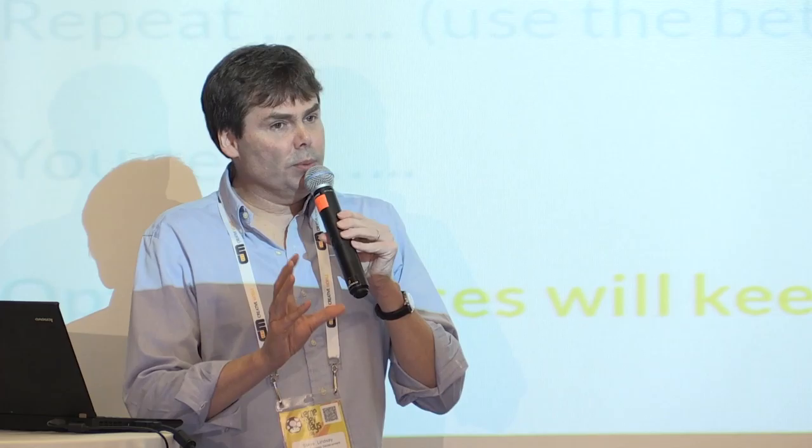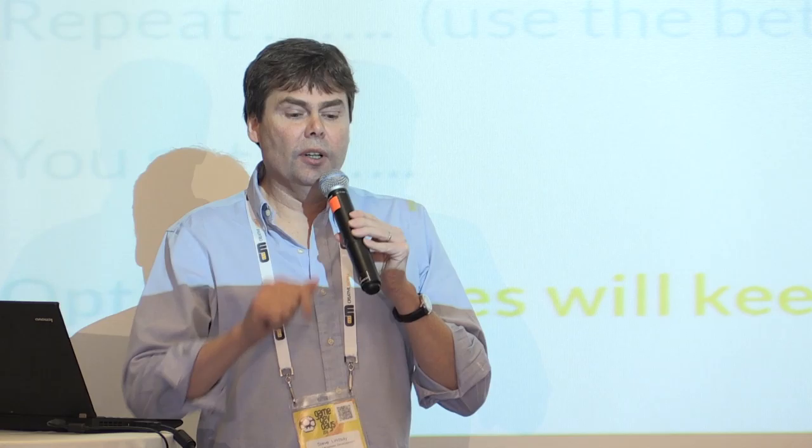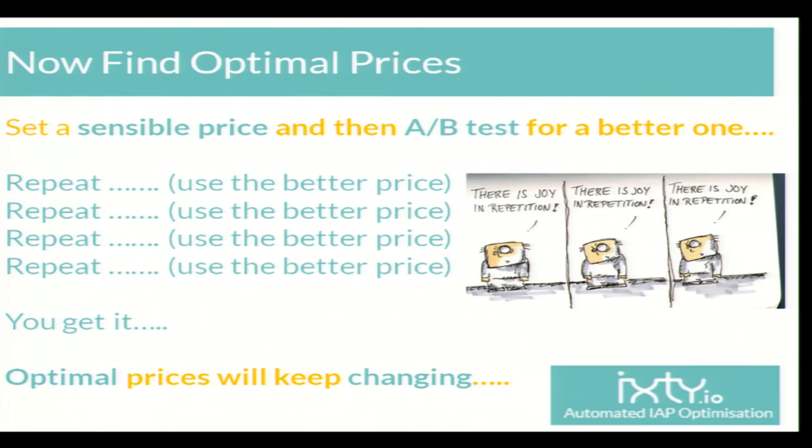So we've got the sensible prices. We then, as I said earlier, A/B test for a better one. We do it again. When we've got the results, we have a look. We do it again. And again, and again, and again. And then we get what we think is an optimal price. But actually, as Olga said earlier when she was speaking, there's no such thing as an optimal price. There's no such thing as an optimal game. It keeps changing forever.